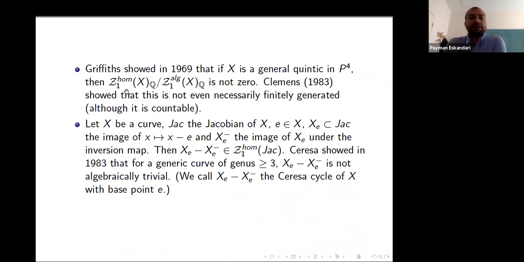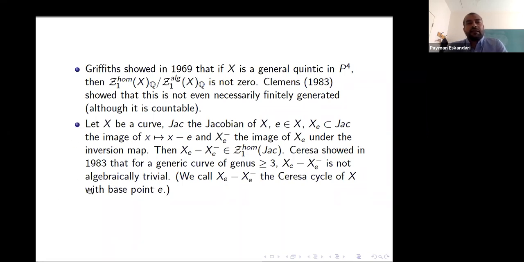So if you're trying to find an example where homological and algebraic triviality really are different notions, you have to look at varieties that have dimension at least 3. There's a theorem of Griffiths in 1969 that says that if you take a general quintic in P^4, then the rational Griffiths group is non-zero. In other words, there are homologically trivial cycles that are of infinite order modulo algebraic equivalence. And then Clemens in 1983 showed that this group is not even finitely generated, even though it's countable.